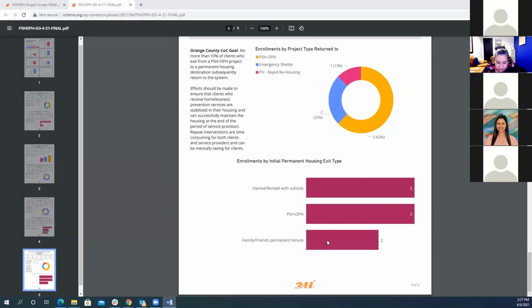And then this other little bar chart here is telling us where the initial exit was to. So 3 of the clients exited to either somewhere that they owned or rented. 3 went to a permanent supportive housing, other permanent housing project, and 2 were family or friends. And so these 3 that went to the permanent supportive housing, other permanent housing are the ones that I'm wondering about. So that's just something to think about when you're doing your data quality checks.